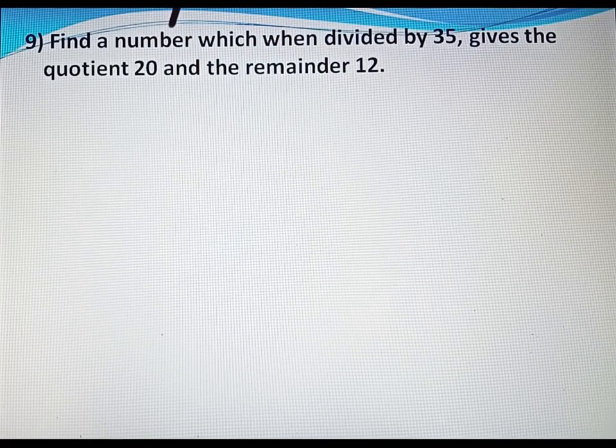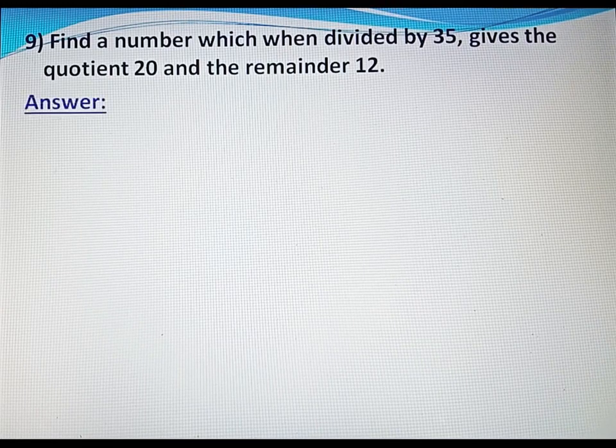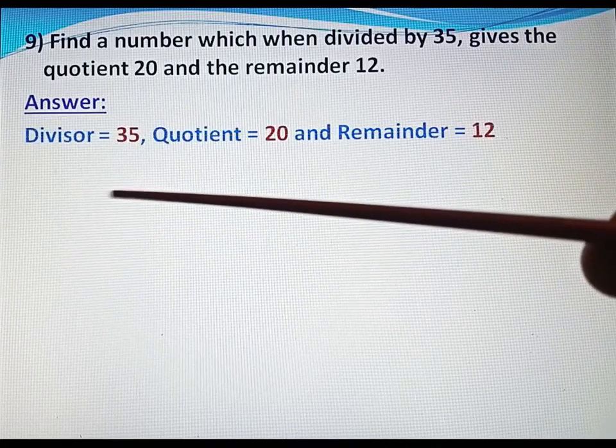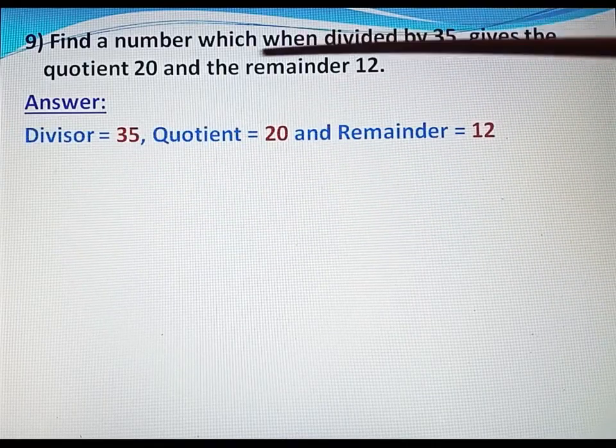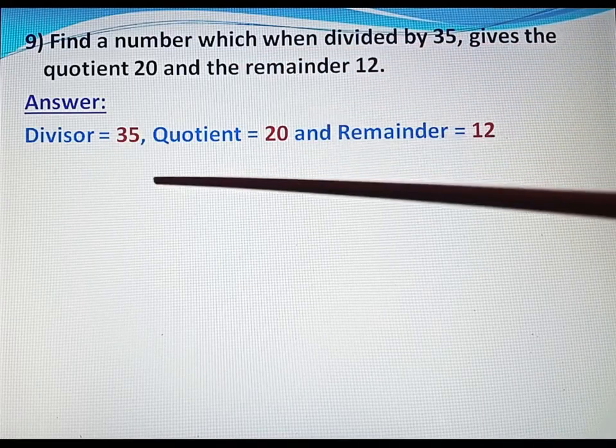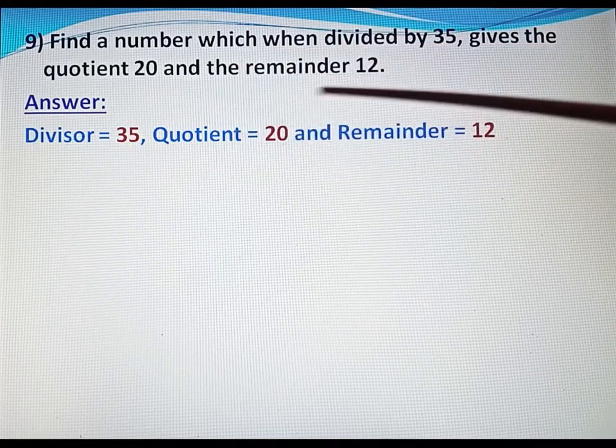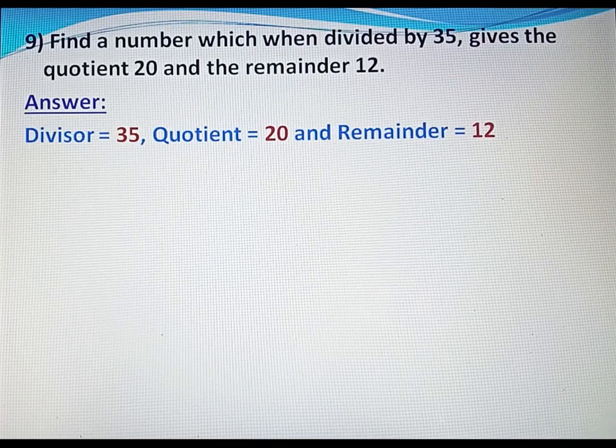We have to calculate a number which when divided by 35 gives the quotient 20 and the remainder 12. Look, answer: divisor equals 35, because we are dividing that number by 35. Quotient is 20 and the remainder is 12.